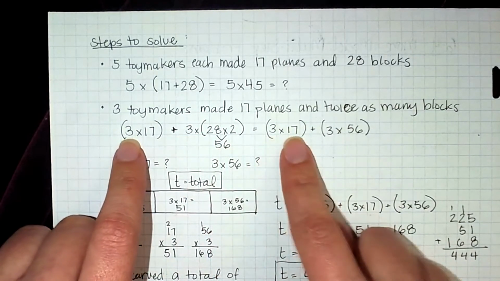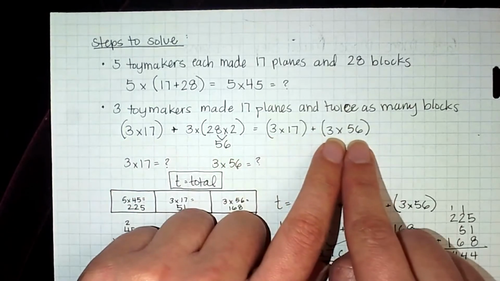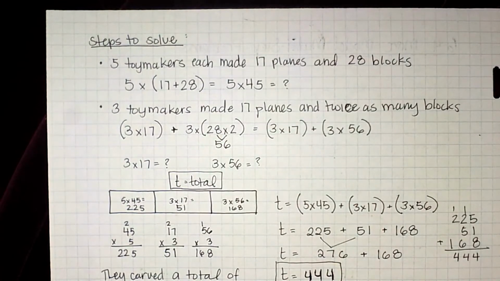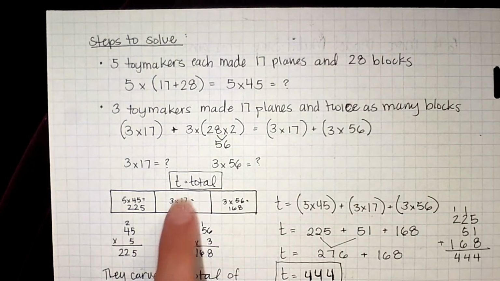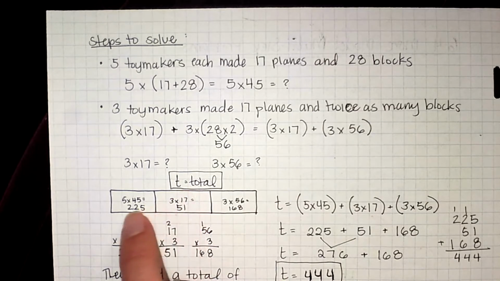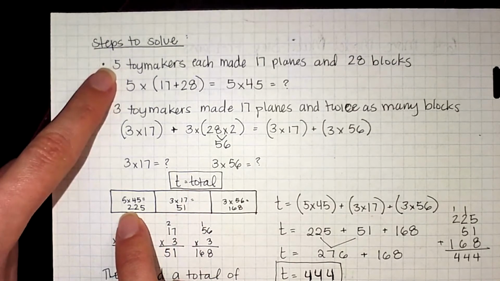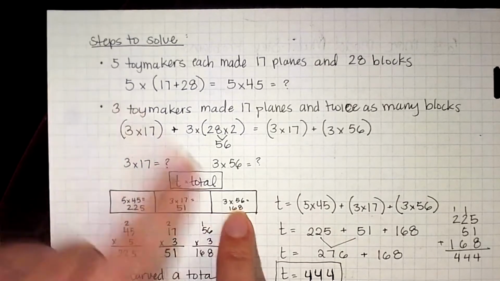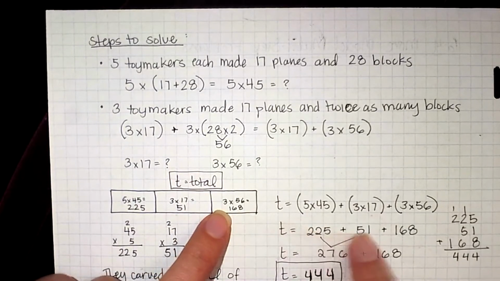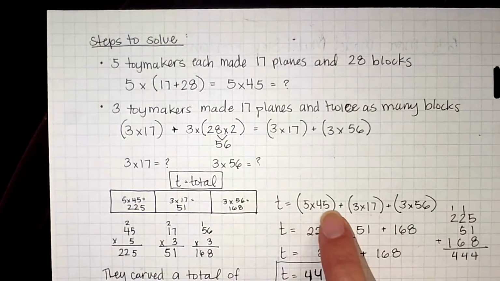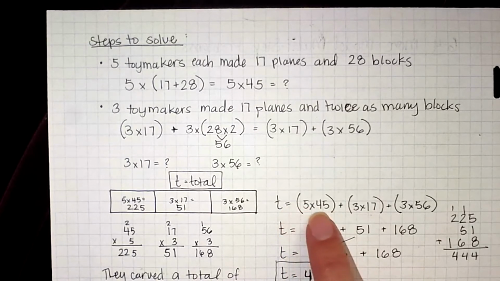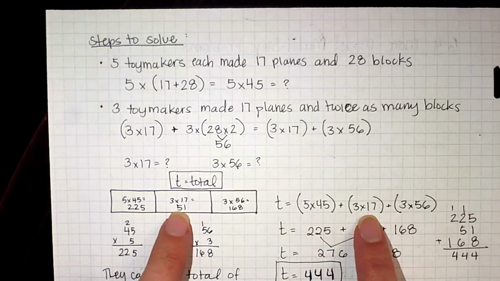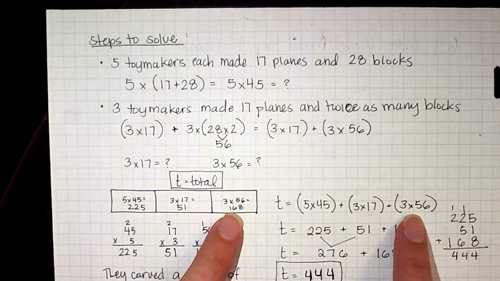So that gave us 3 times 17 for the planes plus 3 times 56. That's what we got when we multiplied the 28 times 2. Now I drew a bar diagram. My total number of toys was the 5 toy makers' toys altogether, plus the 3 toy makers' planes, plus the 3 toy makers' blocks, which when I write it as an equation is the same thing as saying T, my total, is equal to 5 times 45 plus 3 times 17 plus 3 times 56.